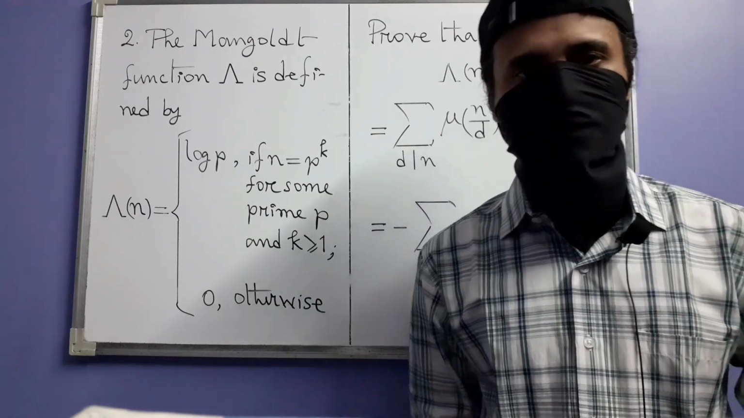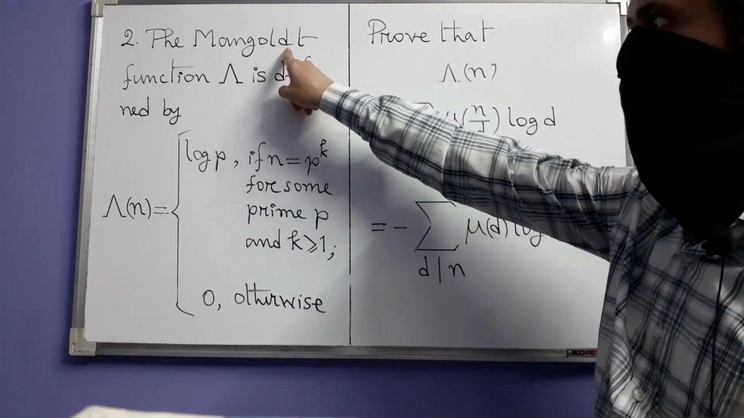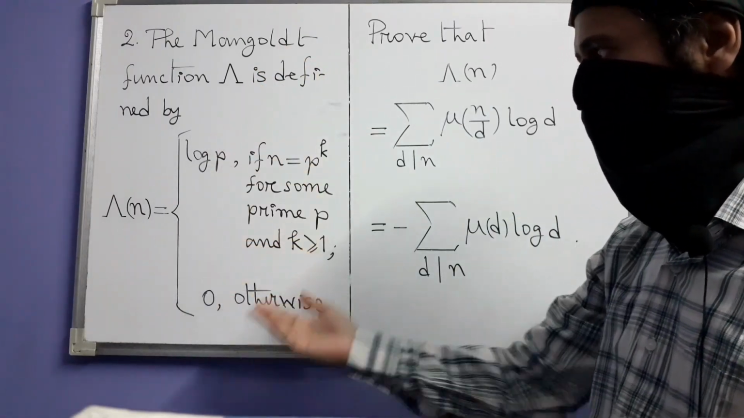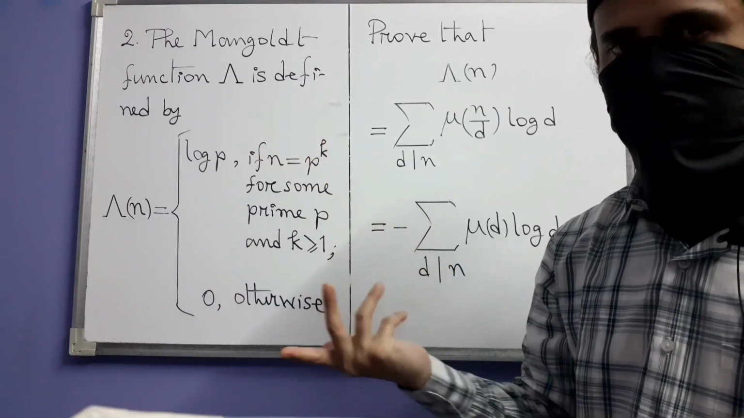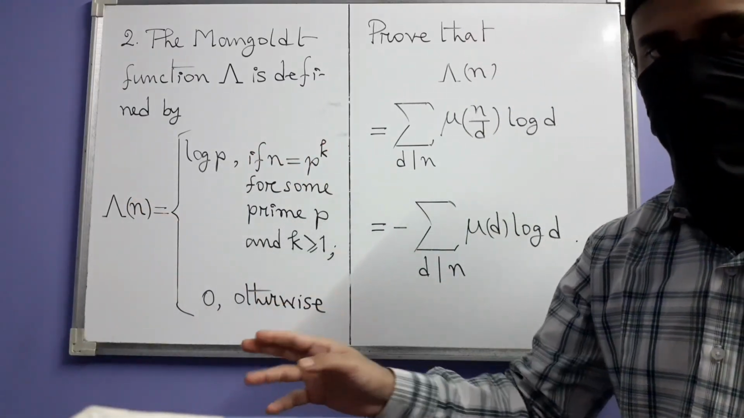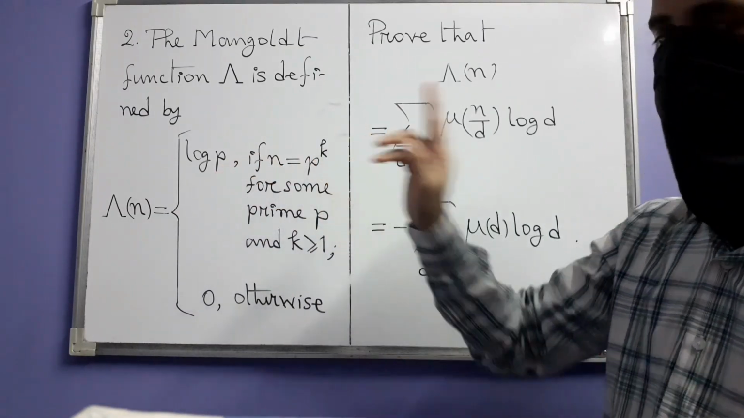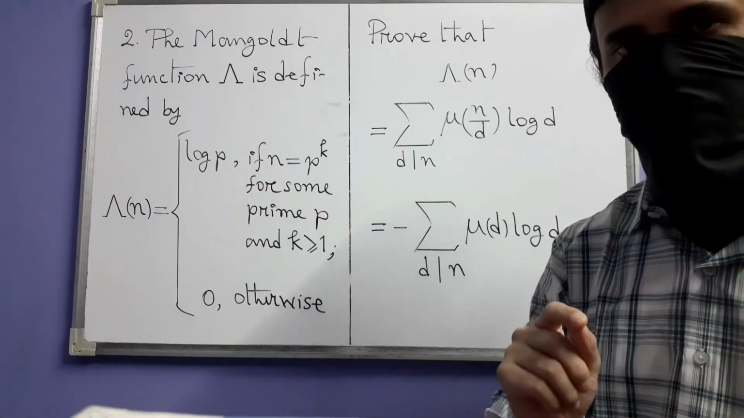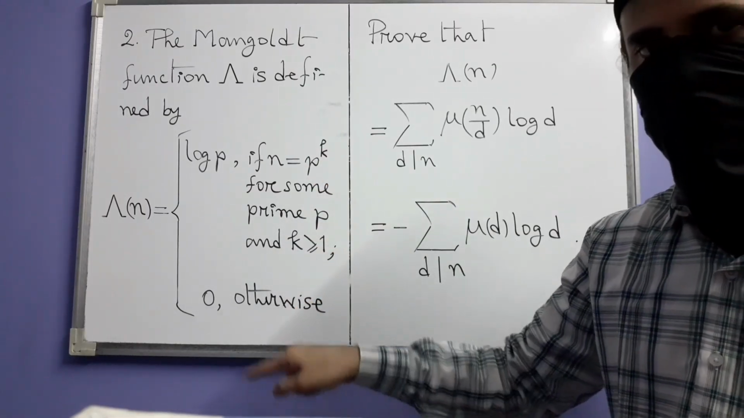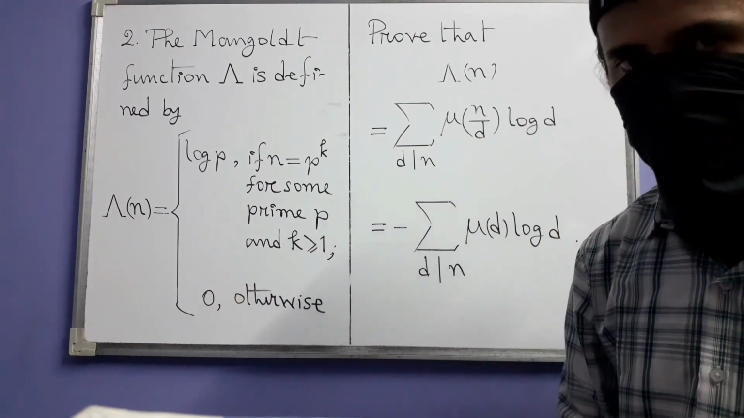Let's start the exercises next, and this is the second one. Here you see a new function, the Mangoldt function, denoted by capital lambda, and this is the definition. It's a number theoretic function. That means n is a positive integer and lambda of n is defined to be equal to log p if n is equal to p to the power k, where p is a prime and the exponent k is some positive integer. Otherwise, it's defined to be equal to 0. In all other cases, lambda of n is 0.